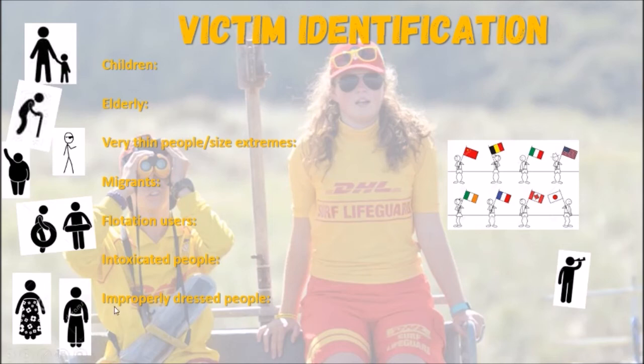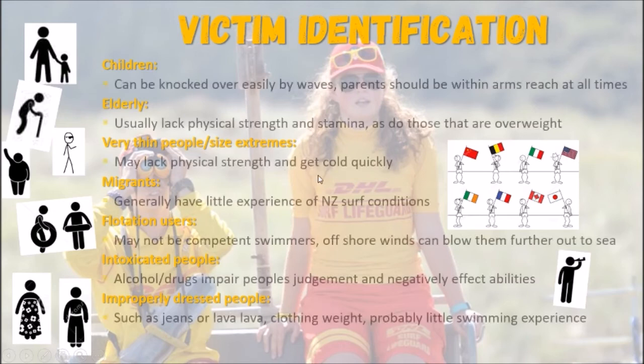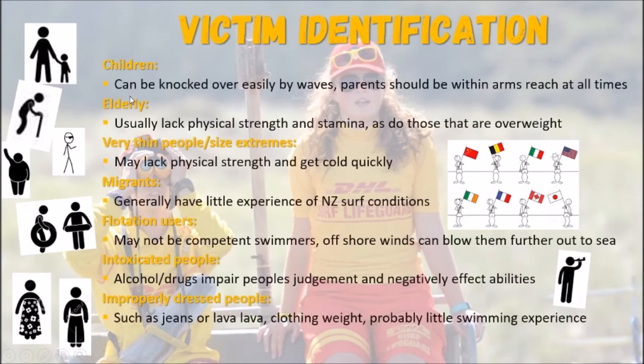What does it tell us when we see someone walking into the water in pants, or a lava-lava, for example? Why are these people high risk? Well, here are your reasons. Children can be knocked over easily by waves. Parents should be within arm's reach at all times. That means that if you're on flags and you've got a kid in the flags without his or her parent there, we need to find out where that kid's parent is and go and ask them, hey, you need to be within arm's reach of them.